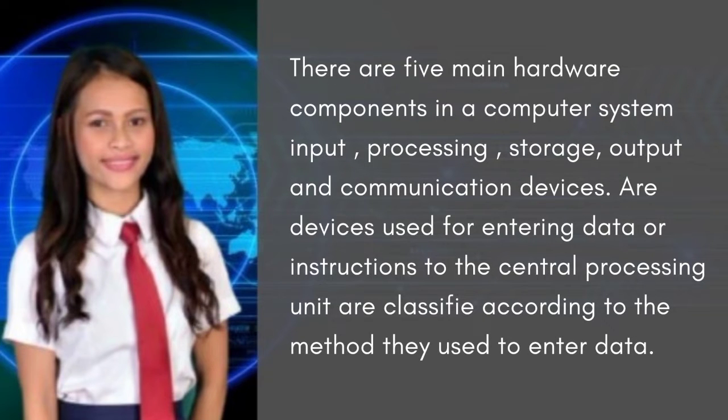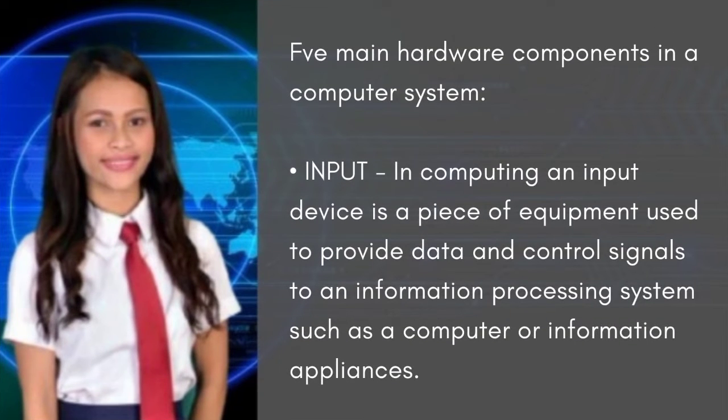There are 5 main hardware components in a computer system: input, processing, storage, output, and communication devices. Input devices are devices used for entering data or instructions to the central processing unit, and are classified according to the method they use to enter data. Input. In computing, an input device is a piece of equipment used to provide data and control signals to an information processing system such as a computer or information appliance.